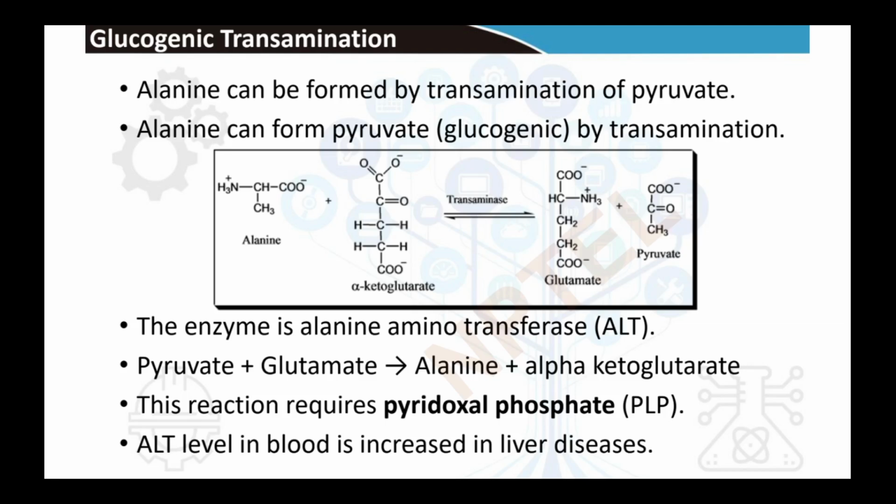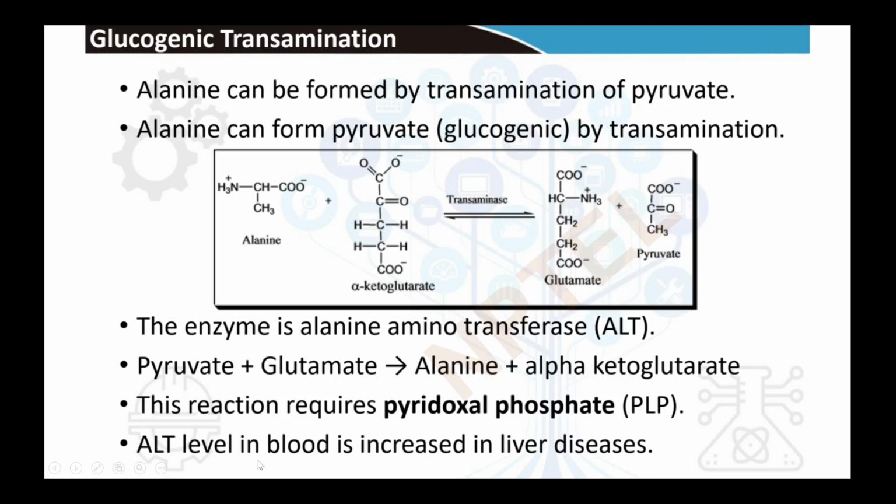So alanine can be formed by transamination of pyruvate. Alanine can form pyruvate, which is a glucogenic substrate, and the enzyme involved is called alanine aminotransferase, ALT. This enzyme is also called SGPT. This reaction requires pyridoxal phosphate, PLP. This is a PLP dependent pathway.